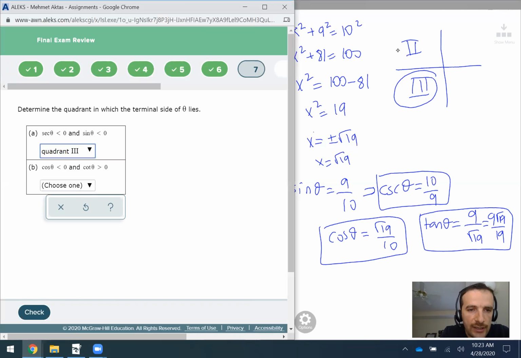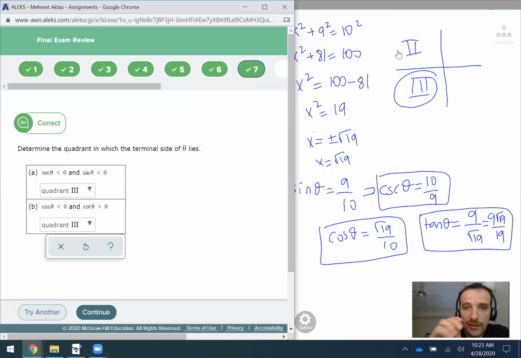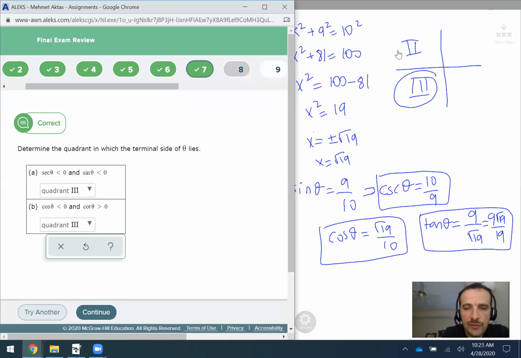And for the second one, cosine is negative and cotangent is positive. Cosine is negative, second and third. Cotangent is positive, which is third again, right? Cotangent is positive in quadrant 3: all students take calculus. So the signs of cotangent and tangent are the same, right? Quadrant 3 and quadrant 3. Let's check our answers. Correct. Okay, nice. Let's move to the next one.